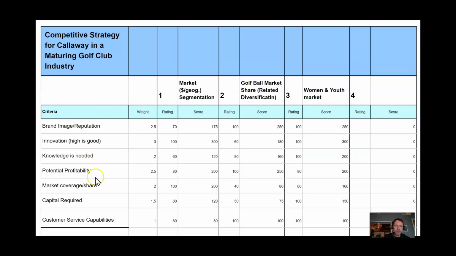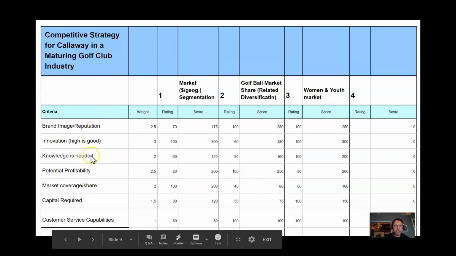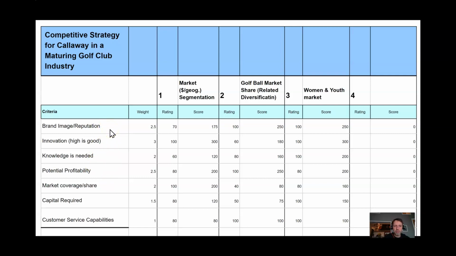These are the criteria by which we want to compare strategies. And you don't have to use my set of criteria, but they're helpful. And I think you'll find many of them cross industries. So brand image and reputation is important. And how's that going to be impacted by the strategy? What's the level of innovation needed? And how much knowledge and new resources do we need?